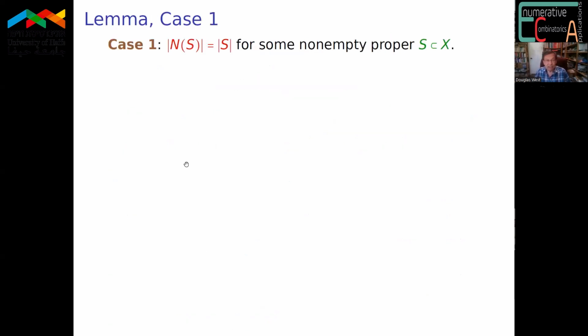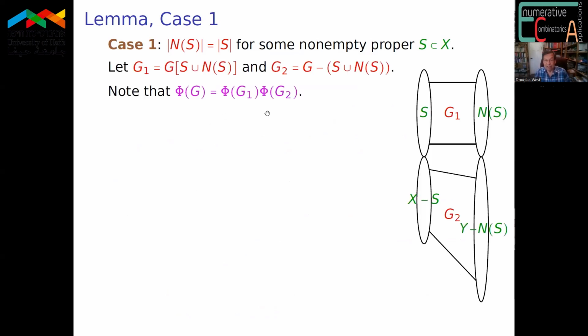So let's consider case 1. We have some set S. The number of neighbors is equal to the size of S. So here's what the multigraph looks like. Here's S, the same size for the neighbors. The subgraph induced by S and its neighbors we'll call G1. The subgraph induced by the remaining vertices we'll call G2.